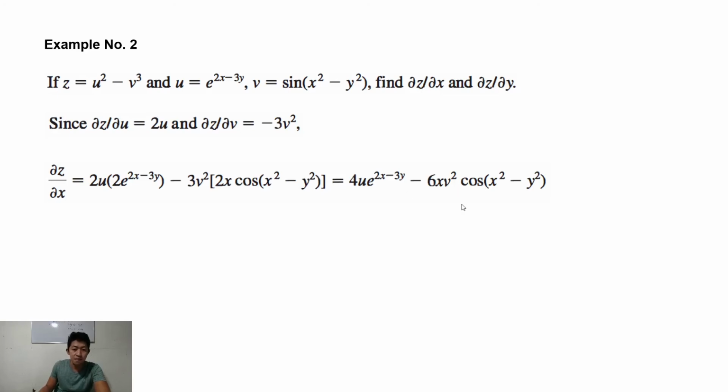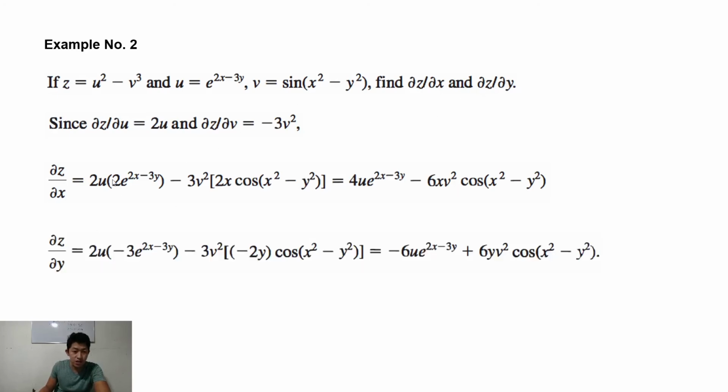Muna dahil ni. So, partial of z with respect to y, you have partial of z with respect to u, 2u, and then partial of u with respect to y. So, kung with respect to y, mahimo ning negative 3 e to the 2x minus 3y. So, the answer is this one. Dali naman siya, no?